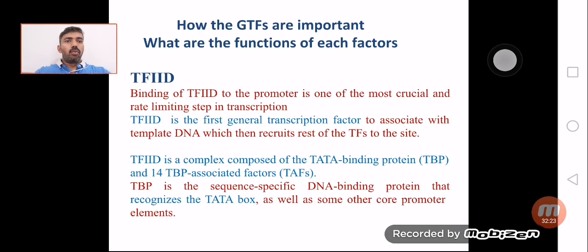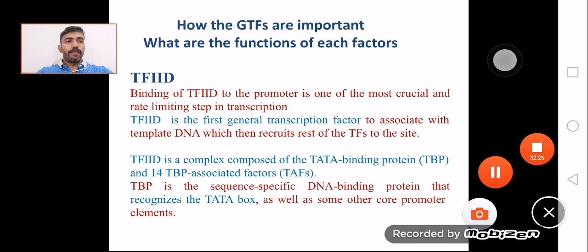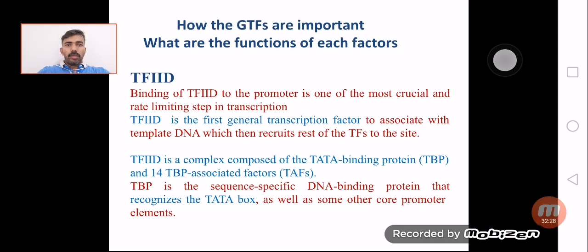See, first we will move into the TF2D. TF2D is the first general transcription factor to interact with the template DNA, followed by the rest of the transcription factors for initiation. As with any biochemical reaction, the first reaction is quite important, and here also this interaction is important, and this is one of the rate limiting steps in transcription. So once the TF2D begins to interact with the promoter region, the system will commit to transcription.